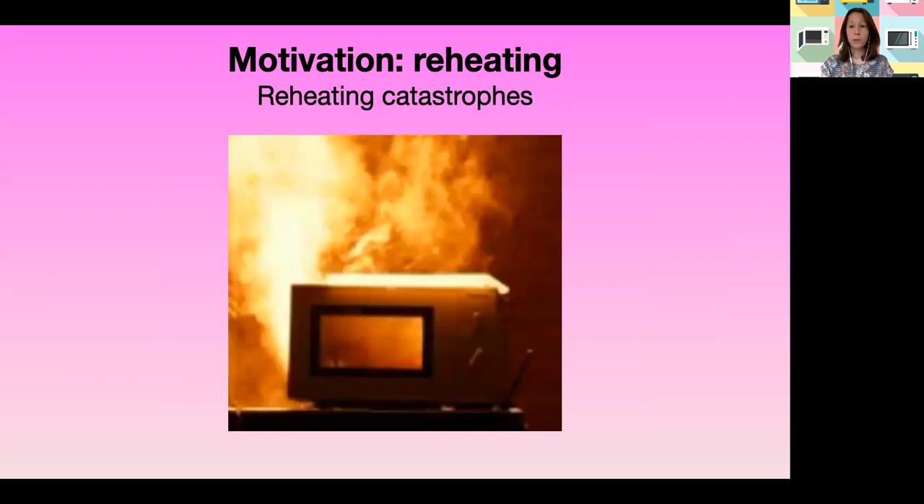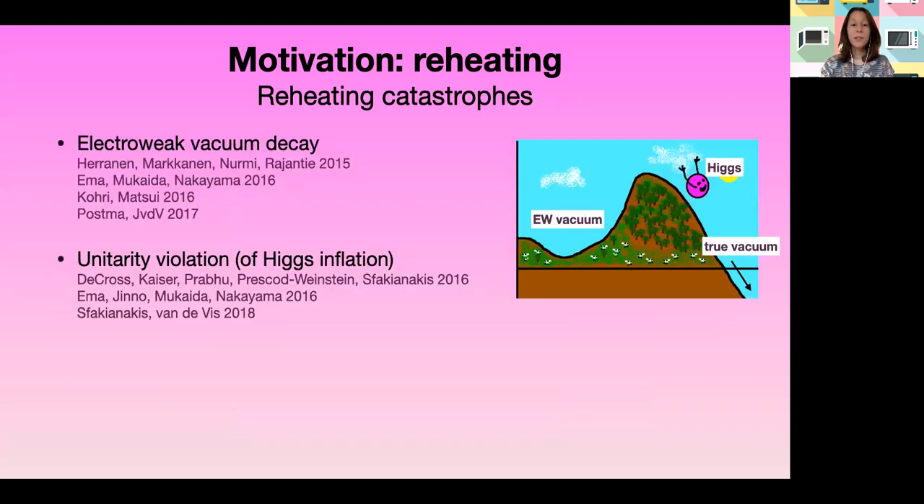Another motivation to study reheating, which is most relevant to this talk, is that sometimes a reheating computation reveals that there's some catastrophe going on in your theory. So reheating can then show that your inflationary model is invalid. One example of that is decay of the electroweak vacuum. So when the quartic coupling of the Higgs field runs negative at large energy, this implies that the electroweak vacuum is not the true vacuum of the theory. Instead, there is a true vacuum at much larger field values, which is much deeper.